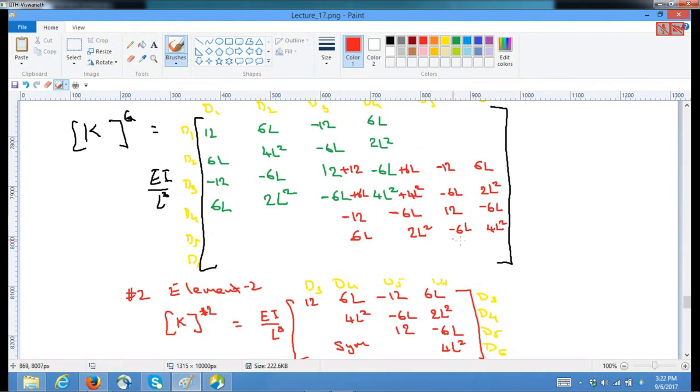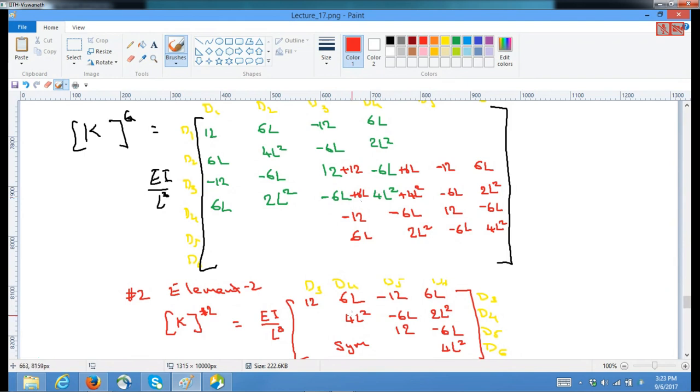4L square. So what I did was I matched D3 D3 here, because this is D3 D3 coming from the second element. Next, D3 D4 coming from 6L is here. D3 D5 is coming from minus 12 under this. D3 D6 is 6L. Similarly, D4 D3, because of symmetry, is the same as 6L, which is written here.